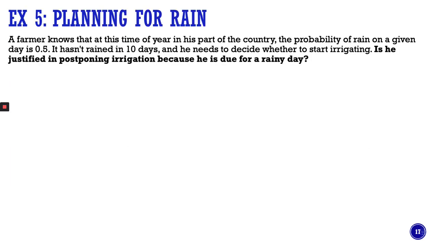So example 5. A farmer knows that at this time of year in his part of the country, the probability of rain on a given day is 50%. It hasn't rained in 10 days, and he needs to decide whether to start irrigating. Is he justified in postponing irrigation because he is due for a rainy day?